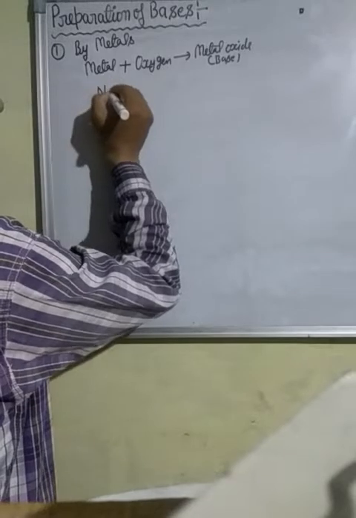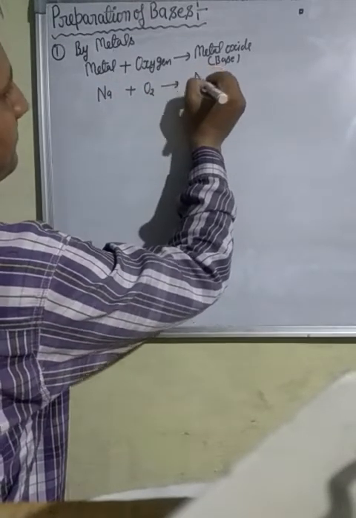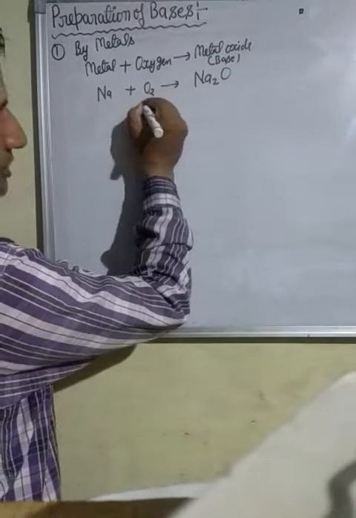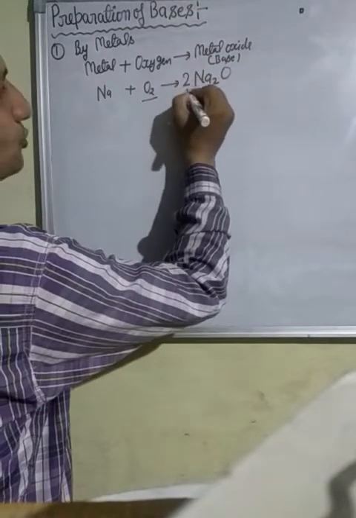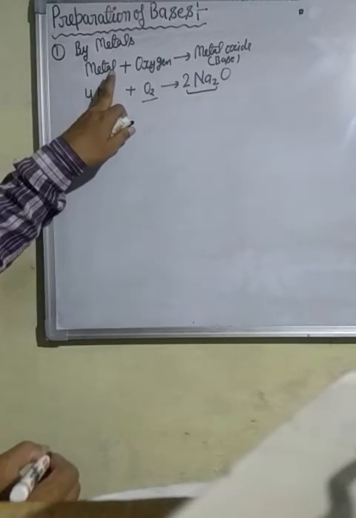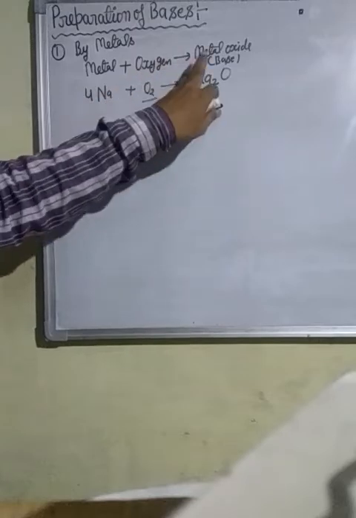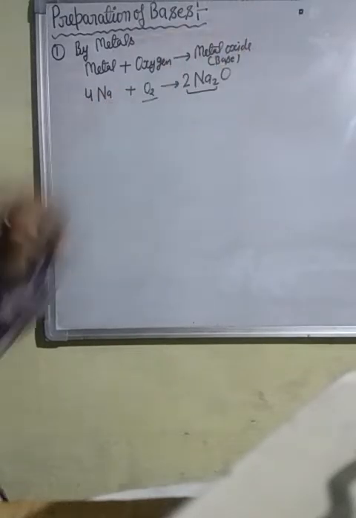Metal sodium reacts with oxygen to form metal oxide Na2O. Number of oxygen here is 2, so we have to take here oxygen 2, and 2 times 2 is 4, so we have to take here 4. First method, by metals, metal reacts with oxygen to form base or metal oxide.